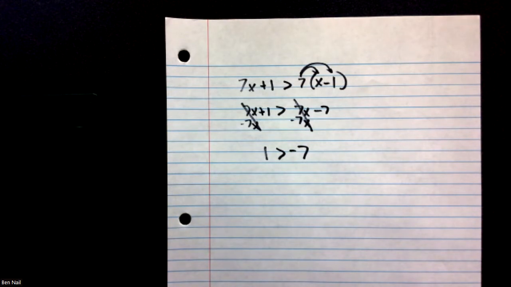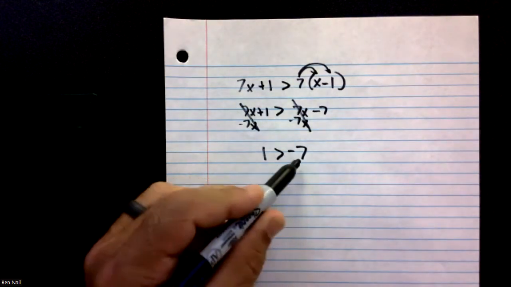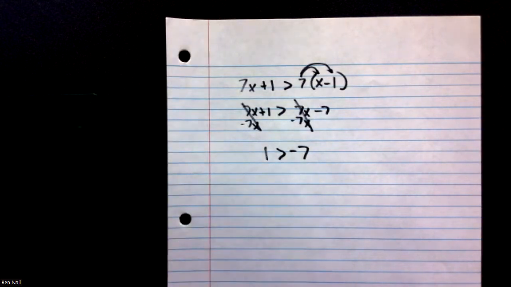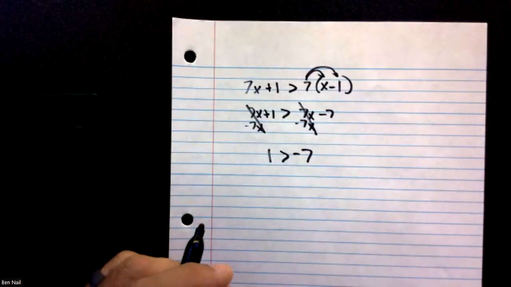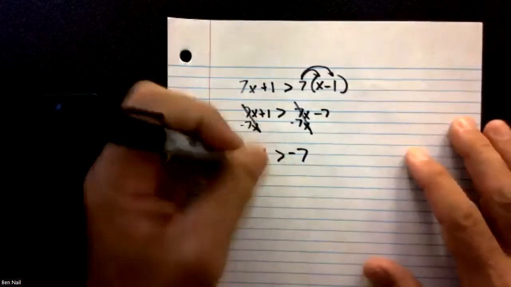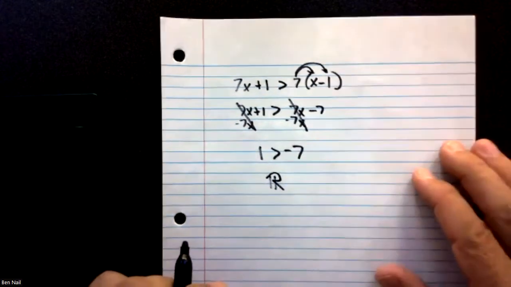If I don't have a variable, I'm no longer solving. What I have left to do is look at this problem. Is it possible for 1 to be greater than -7? In this case, yes, that will happen every single time. So what it's saying is, basically, no matter what you put in for x, this is going to work. Regardless of what x is, you're going to end up with all real solutions.